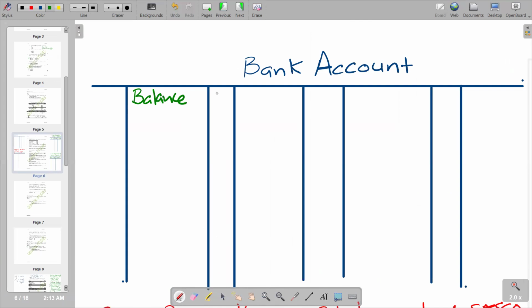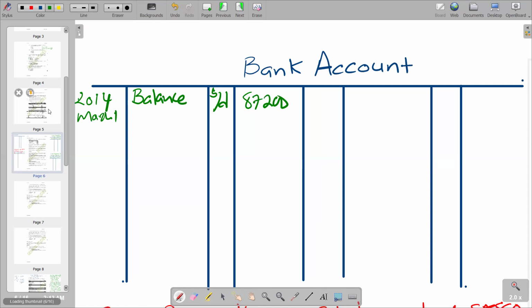And then obviously we've got a column for date. Remember, this is the beginning of the period, which is March 1, 2014. And then the amount that we have is 87,200. So this is going to be our opening balance in the bank account.